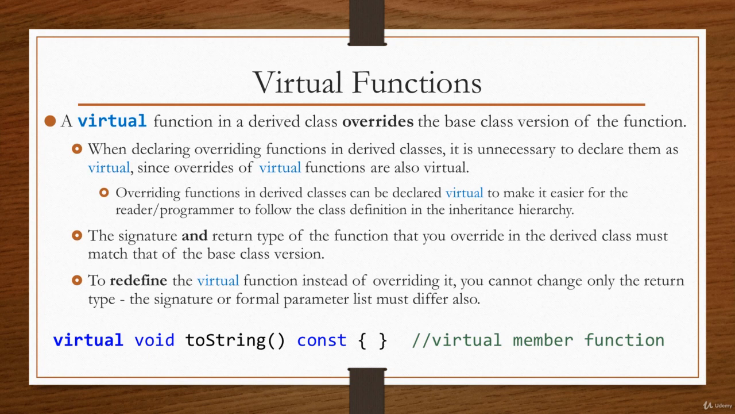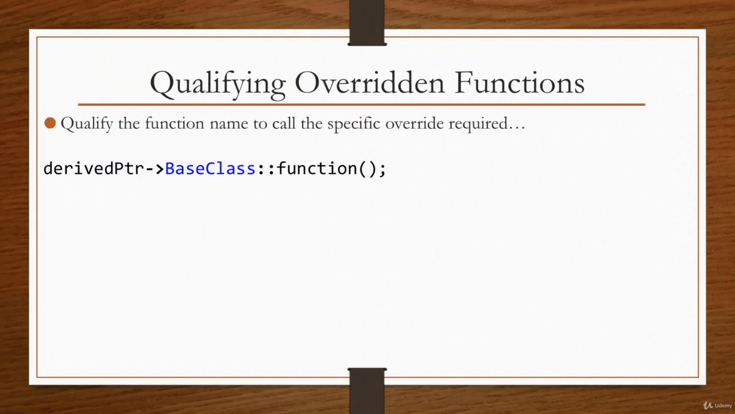But if you change the return type, and maybe also change or add a formal parameter, then basically you are going to redefine that function instead of overriding it, and that will be statically bound in that case, as we'll see in upcoming examples. In the previous lesson we talked about the fact that you can qualify redefined functions, and in that way you can specify the specific version of the function that you want to call, maybe from a base class. You can do the same thing with overridden functions. You can qualify overridden functions, that is, call the specific override that you need.